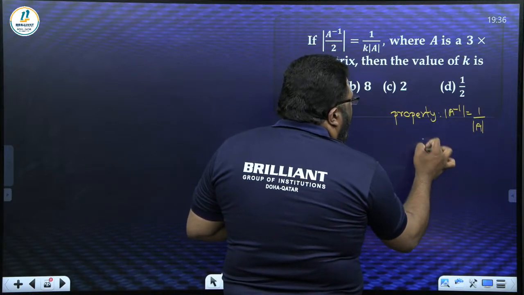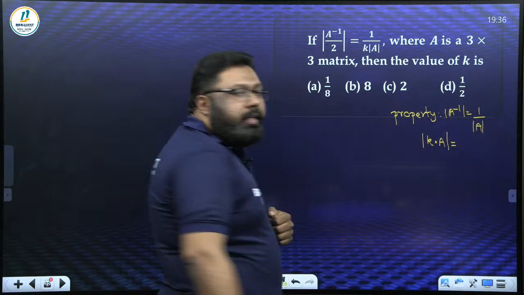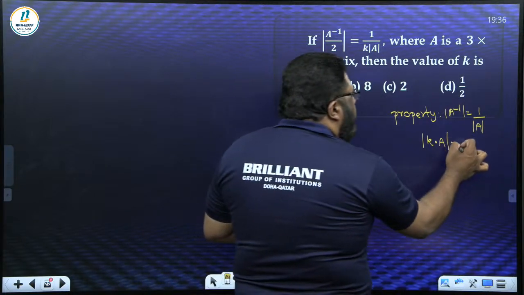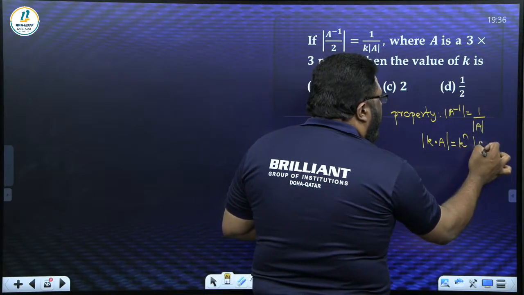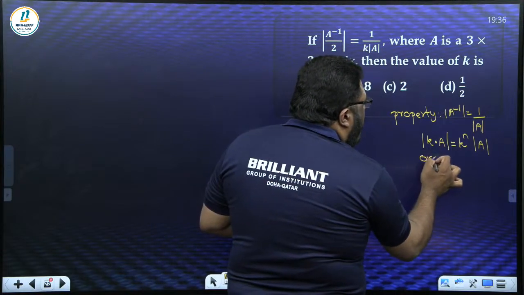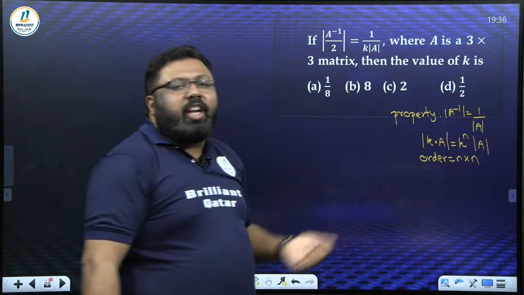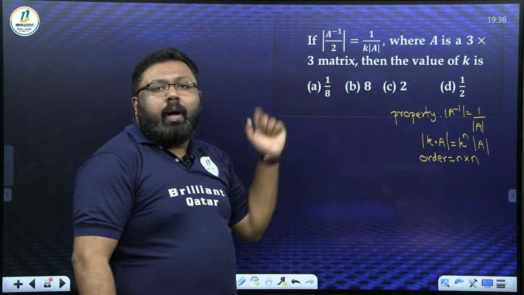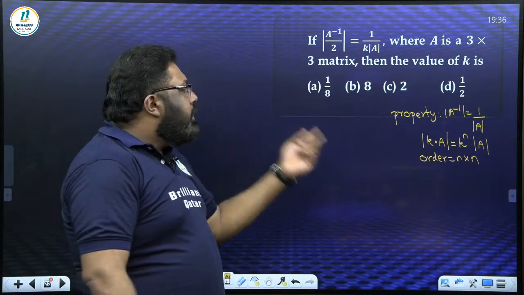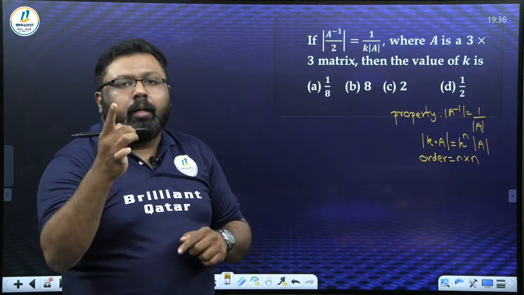The next property, what is the determinant of a scalar multiplied with a matrix? It would be k raised to n into determinant of A, where n refers to order. Order of the matrix is n by n. Two properties which are going to be used in the same question. One is determinant of A inverse. Second one, determinant of kA, which is k raised to n determinant of A.